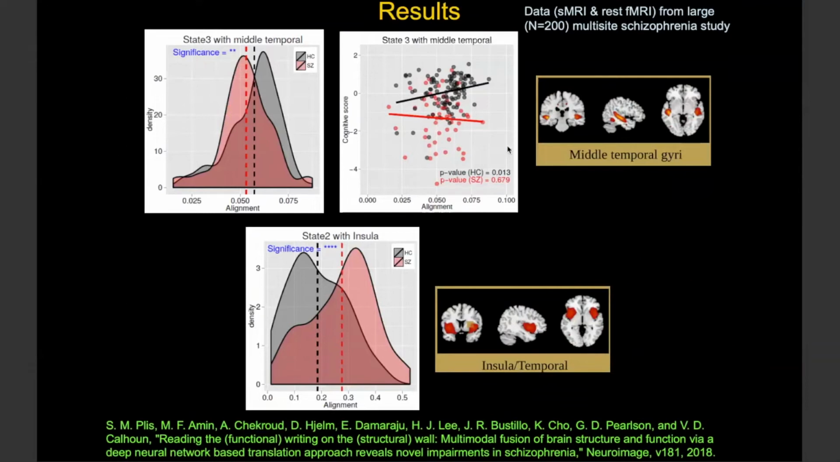And in addition to that, we see significant differences. The distributions here are between schizophrenia patients and healthy controls. Here, the healthy controls are on the right side, so the alignment between this middle temporal gyri structural feature and state 3, which I'm not showing you, I probably should have, is stronger. There's a stronger function structure alignment in the patients than in the controls. And that also correlates with a cognitive score here.